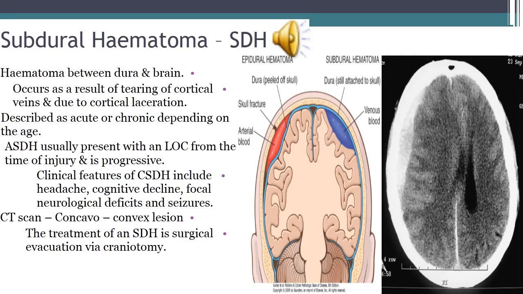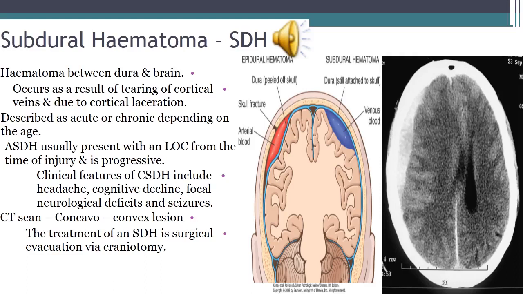In subdural hematoma, the bleeding occurs between the dura and the brain surface. It occurs as a result of tearing of cortical veins, and it may be due to cortical laceration. It can be an acute or a chronic hematoma, depending on the age of the hemorrhage.